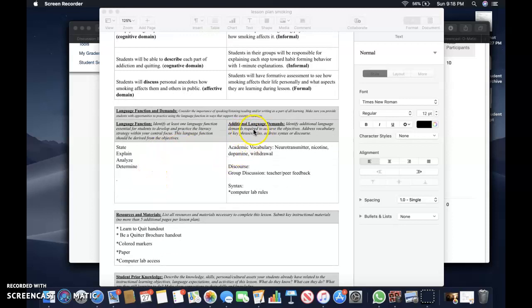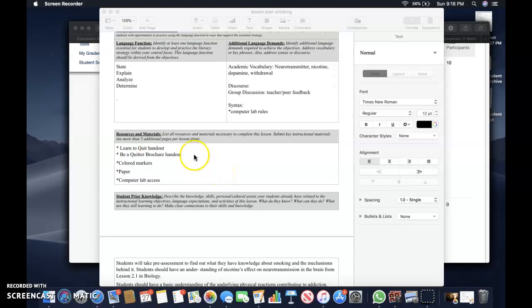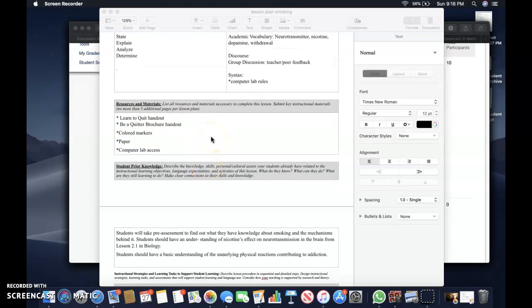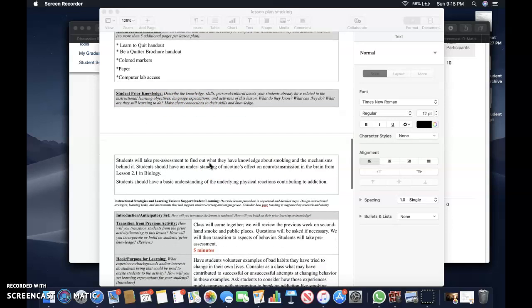Next, we went into additional language demands, which we state there. The resources that we're going to be needing for this assignment we went into there. It can be anywhere from one thing to five things like we have here to ten things, just depending on what you're doing for the assignment. Next, we went into the prior knowledge that the student may need to be able to perform this lesson.